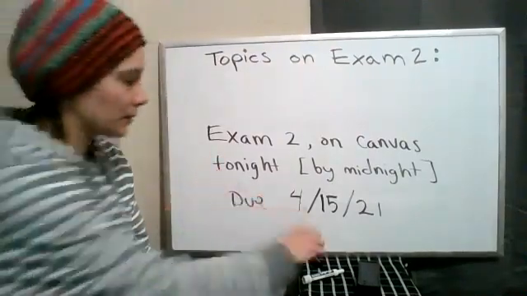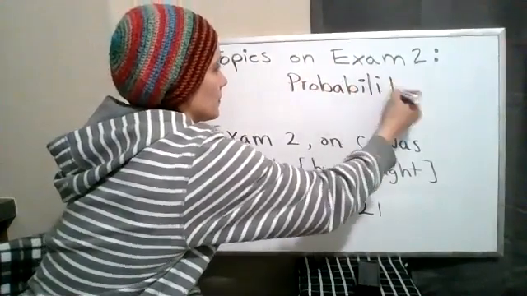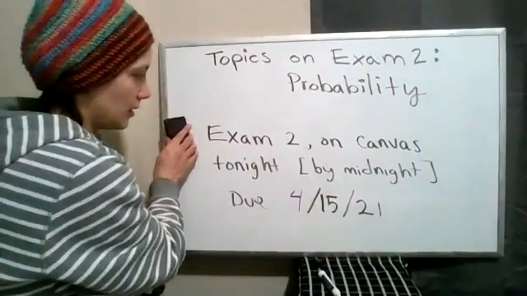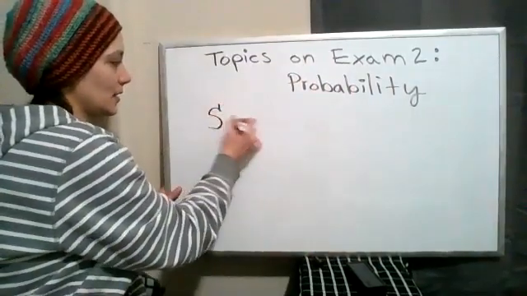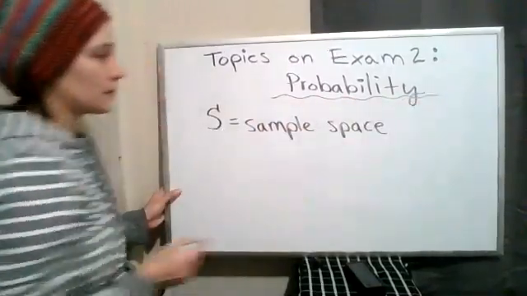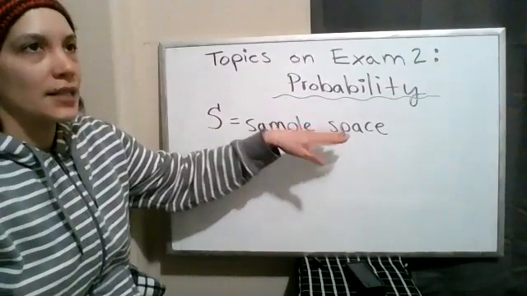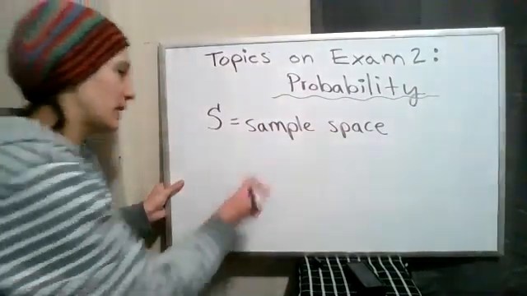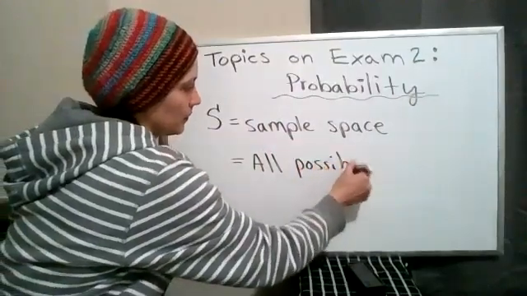So this exam is on probability. I started off with a reminder of what a sample space is and what an event is. So sample space we call S. Okay. So probability is the measure of likelihood that an event will occur as the result of an experiment. So sample spaces are all of the possible results out of your experiment, and we call the results outcomes. All possible outcomes.